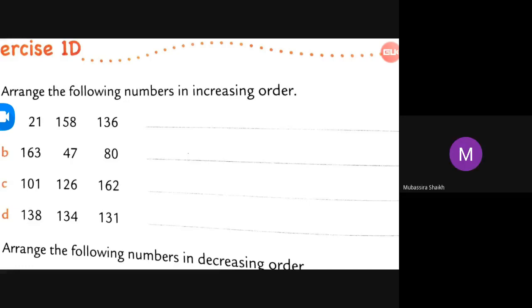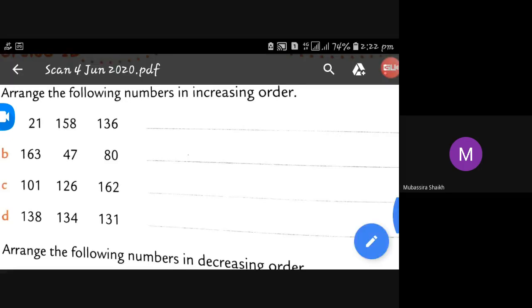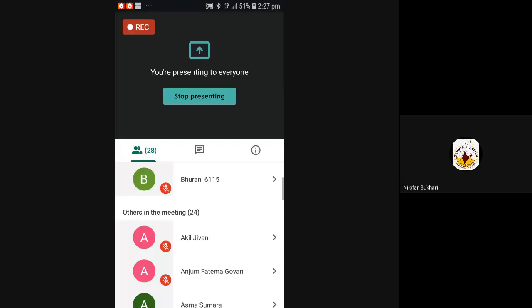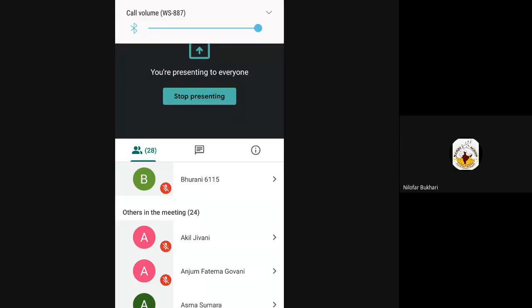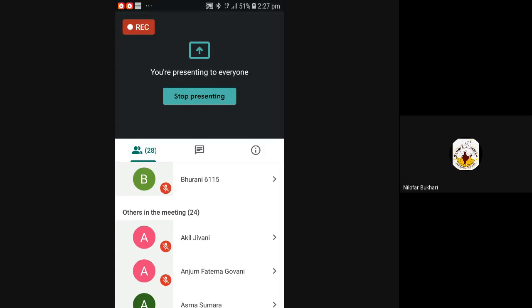Start. Okay, see this first exercise 1D. So this is the exercise of increasing order. It means you have to go from small to big. This is the small to big number increasing order. Understood?